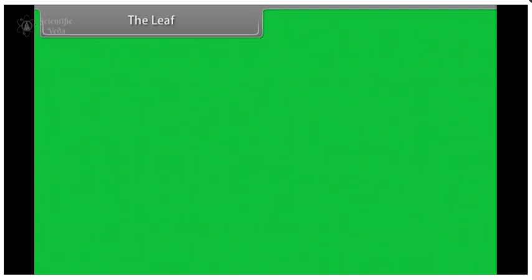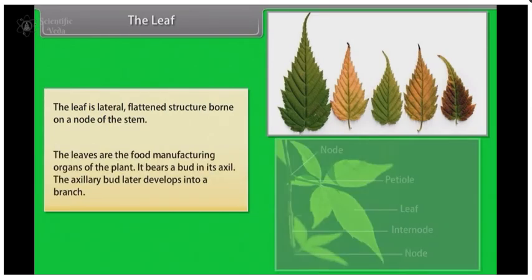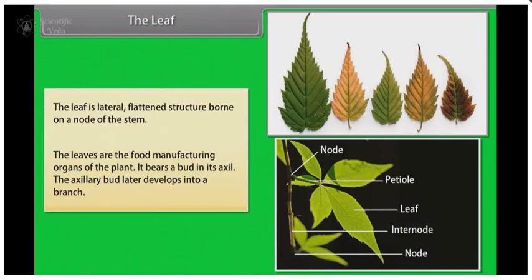The leaf. The leaf is a lateral, flattened structure borne on a node of the stem. The leaves are the food manufacturing organs of the plant. It bears a bud in its axil. The axillary bud later develops into a branch.